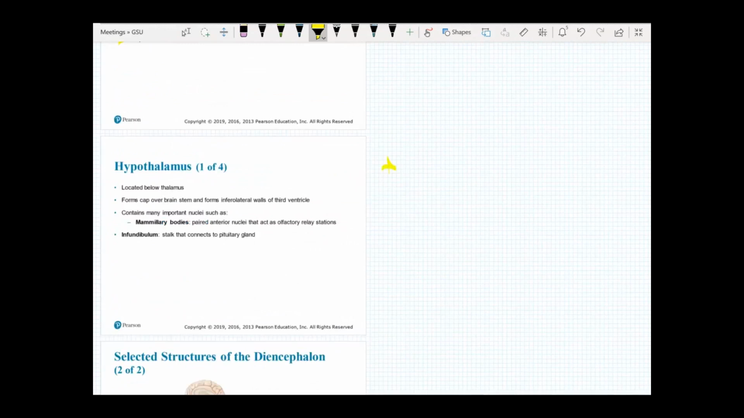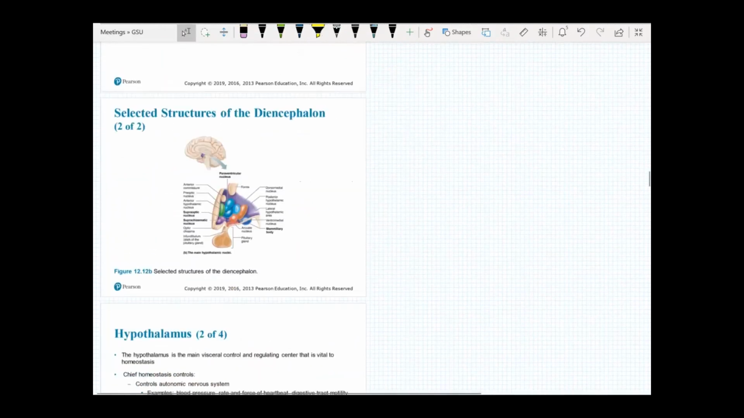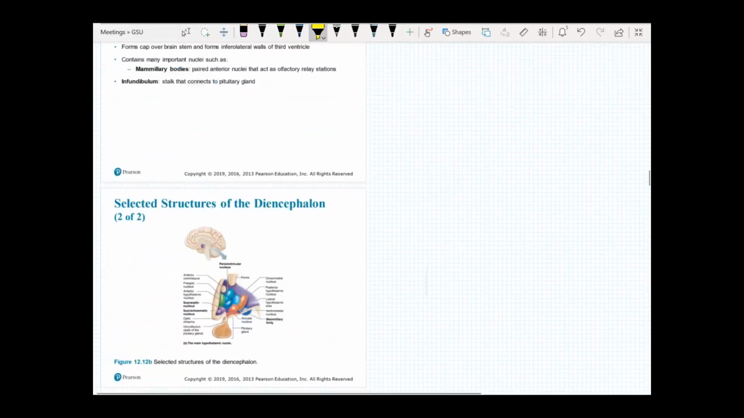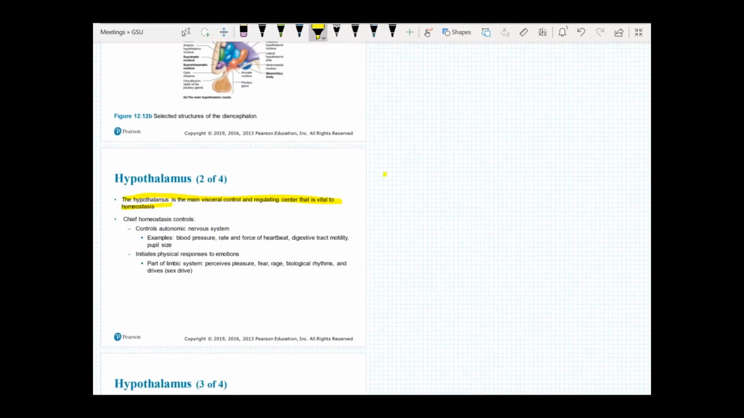Next one is going to be your hypothalamus. Hypo really means under, so that's where that name comes from, because it is below. It's below the thalamus, so it's related to those. It is the major visceral control area. Your hypothalamus is going to be the major control of visceral information.